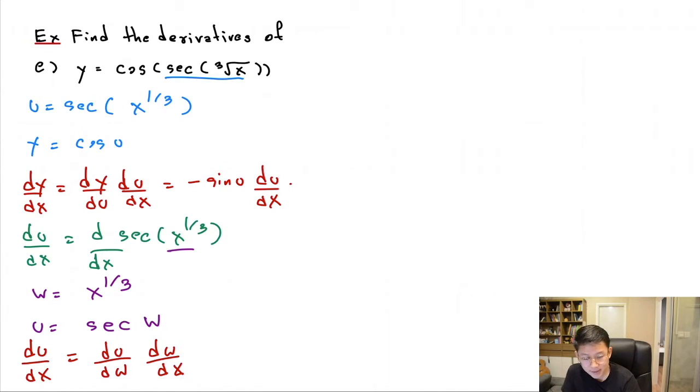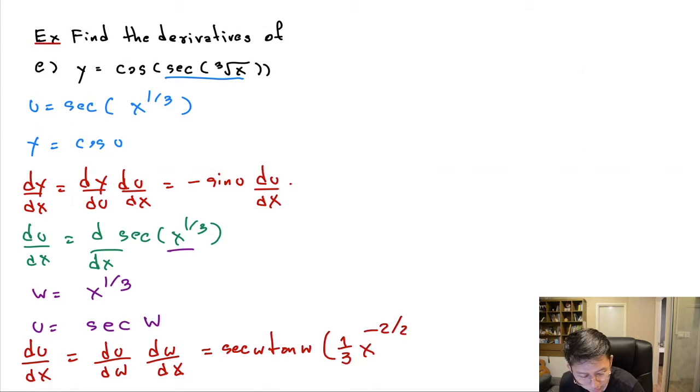So we have that du by dx is du by dw and dw by dx, right? And du by dw, what is it? D sec is sec w tan w. D sec is sec tan. Okay? Sec w tan w. And then we have dw by dx, which is 1/3 x to the power of minus 2/3. Okay?